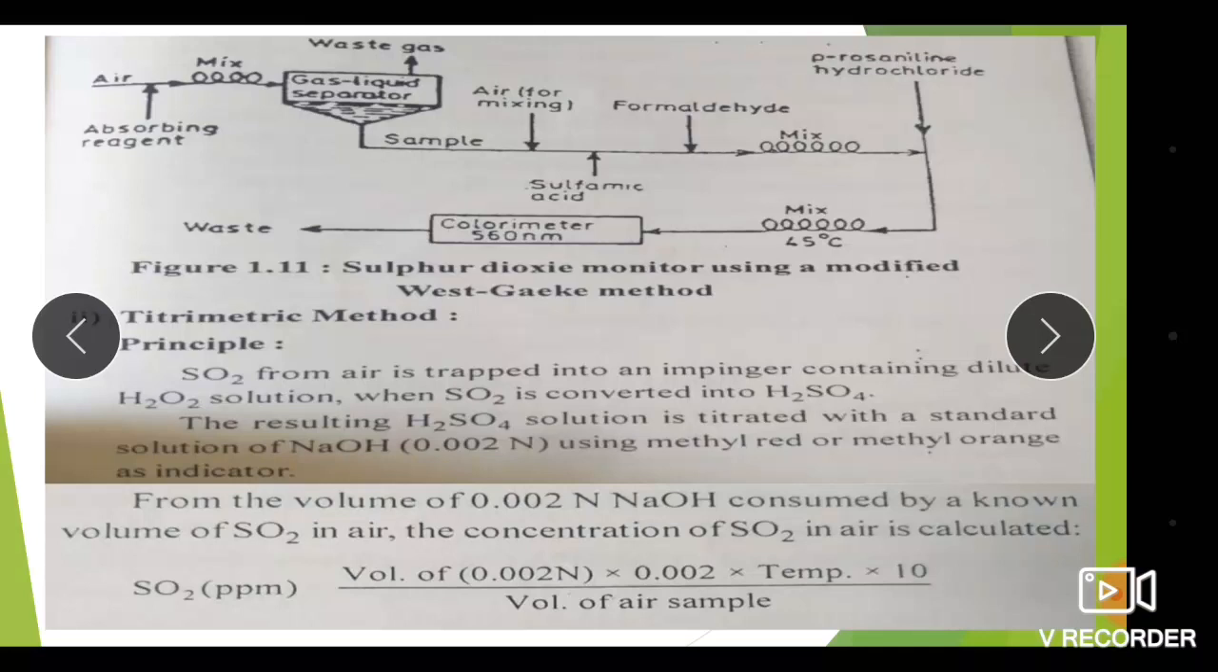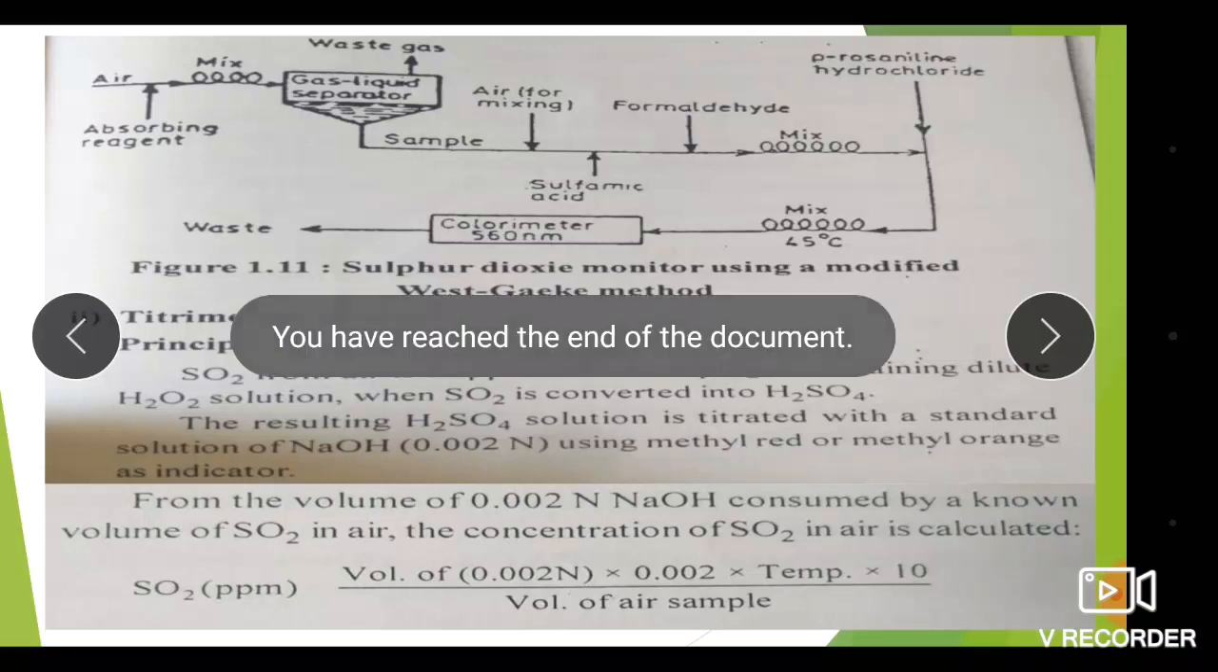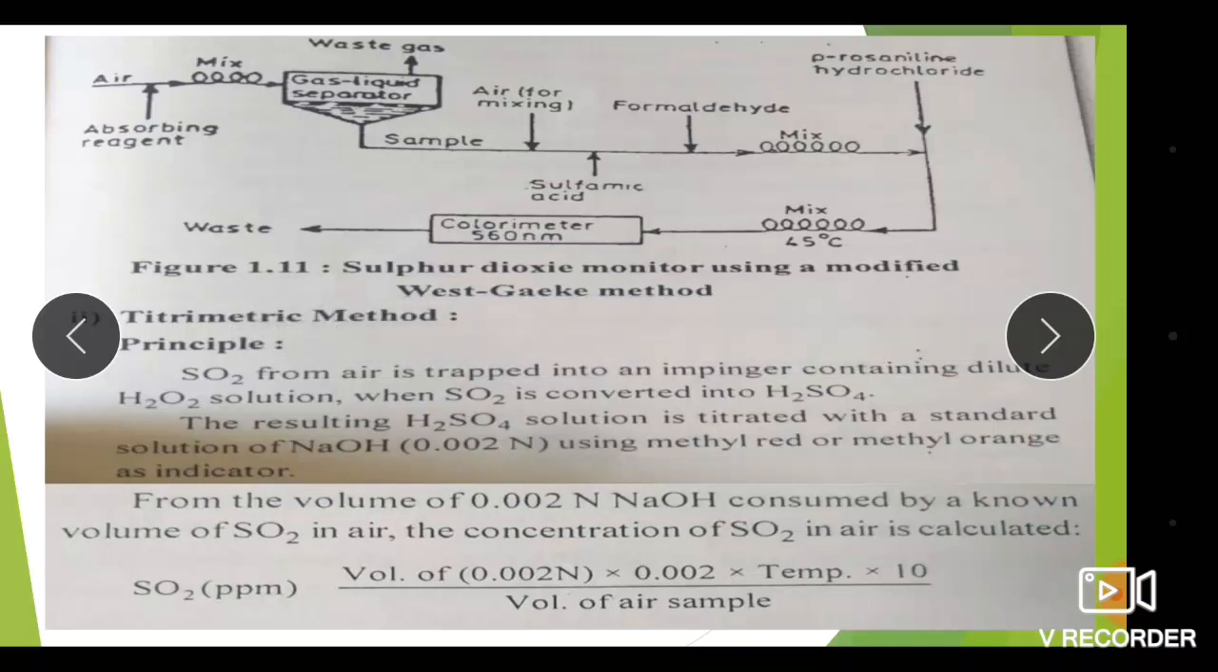So SO2 in ppm is calculated from the volume of 0.002 normal NaOH consumed, times the normality of 0.002, times temperature, times 10, divided by the volume of air. We can determine the amount of SO2 present in a given sample. This is the titrimetric method, which is an alternative to the West-Gaeke method.